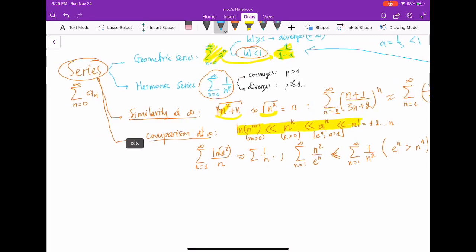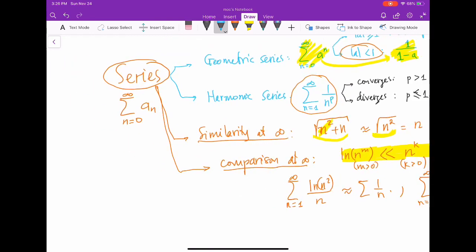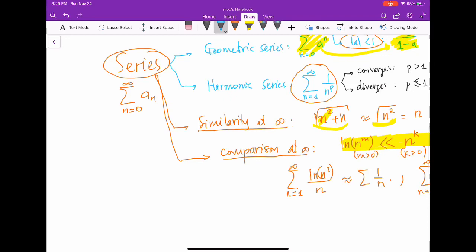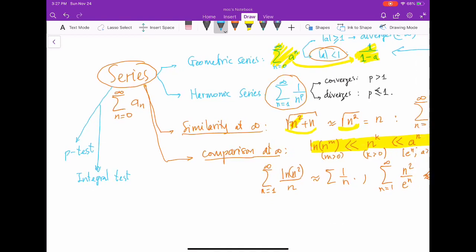But at the same time, we still have different tests. Let me remind you about that. The first one is the p-test. The p-test is what we learned, where we use similarity and use the harmonic series. The second one is the integral test. For the integral test, I would say it's hard to apply.